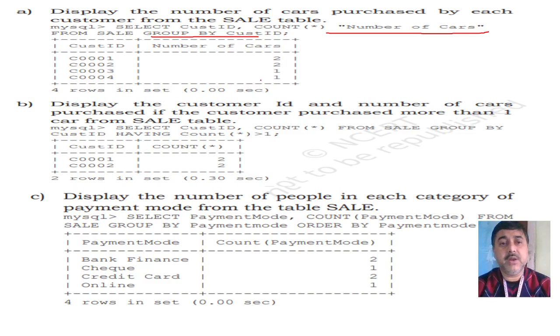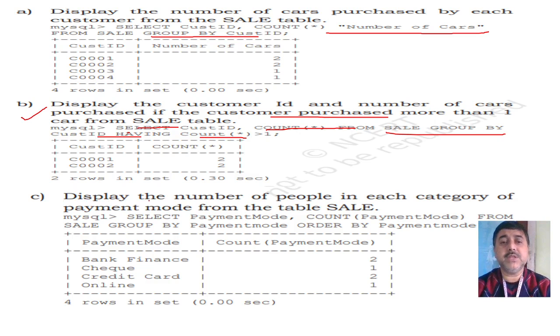Similarly, see the next query. The next query is to display the customer ID and the number of cars purchased if the customer purchased more than one car from the sales table. So we do: select customer ID, count asterisk from sale, group by customer ID having count asterisk greater than 1.